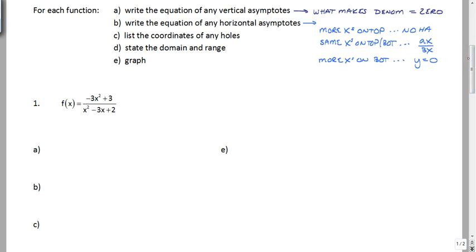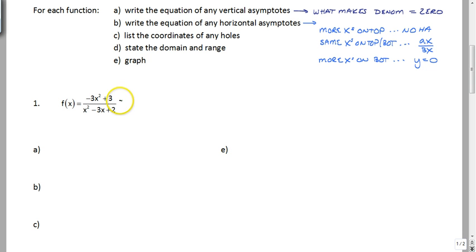For each function, you're going to have to do a lot of stuff. So the first thing you're going to have to do is list any vertical asymptotes. So how do you list a vertical asymptote? The vertical asymptote is what makes a denominator 0, but when we're talking about graphs this way, this is not like domain. We need to simplify first. So the very first thing you need to do in any one of these examples, it doesn't even need to tell you, is you must simplify it.